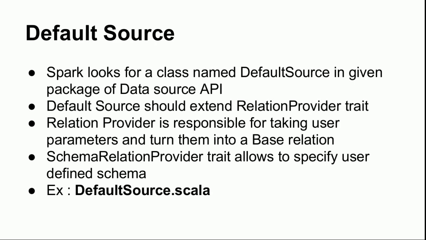We can also implement something called SchemaRelationProvider. Along with the RelationProvider, there is also a SchemaRelationProvider. What it does is that it allows us to have a user-defined schema, which means the user can specify his own schema, and then you can override your discovered schema with that. So let us see the code in order to understand more deeply.